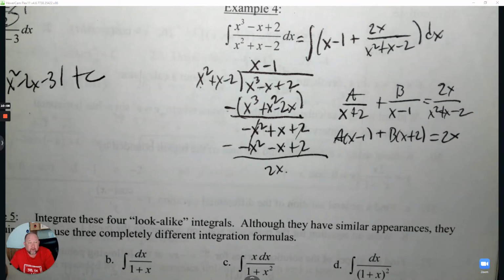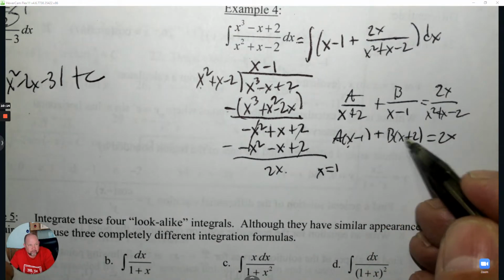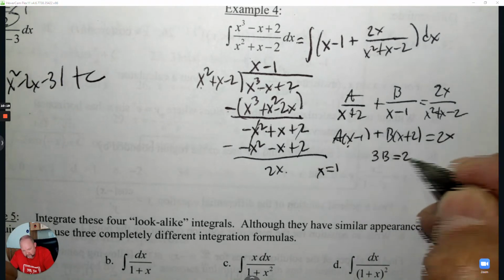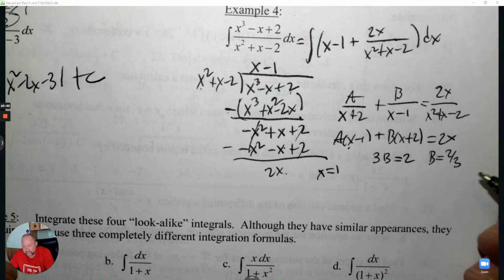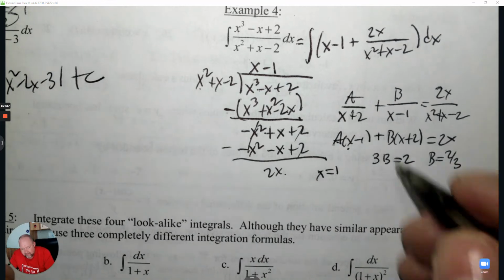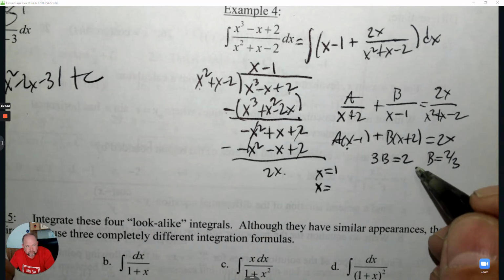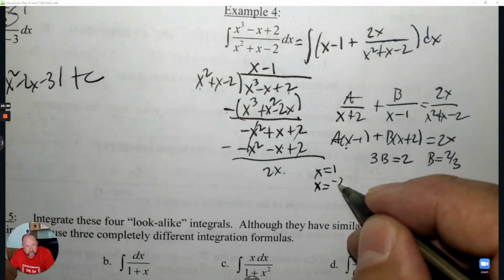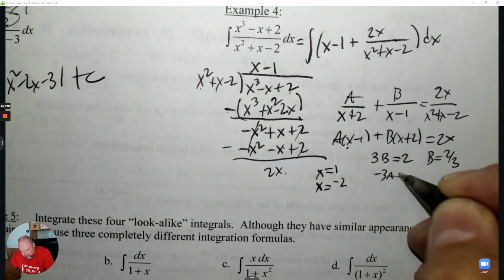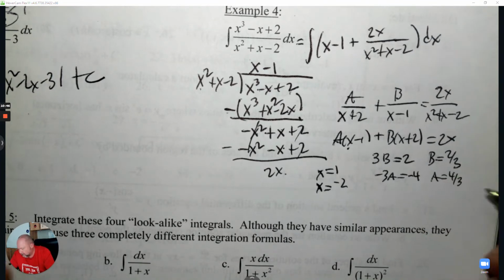Next, I focus on the zeros. So what makes this 0 is x equals 1. So that leaves me with 3B equaling 2. So B is equal to 2 over 3. Make sure that's right. And then I focus on the other 0, which is negative 2. So when x is negative 2, we got negative 2, negative 1, that's negative 3A, is equal to negative 4. So if I divide that, it's positive 4/3.